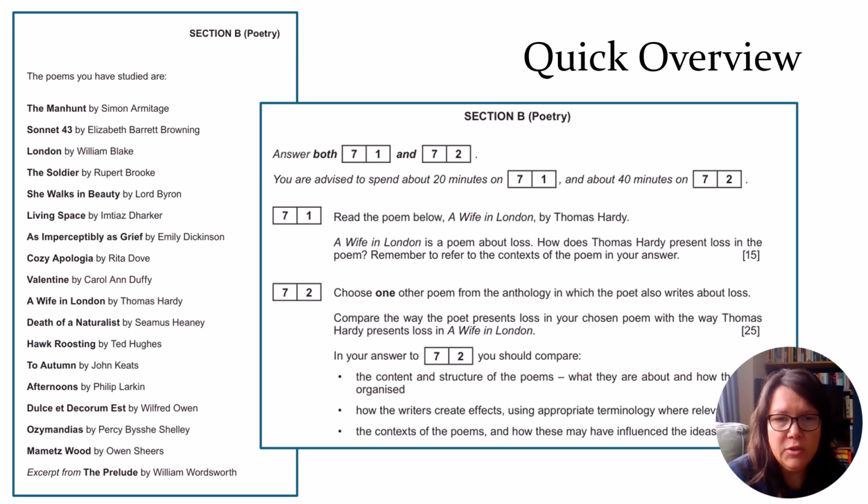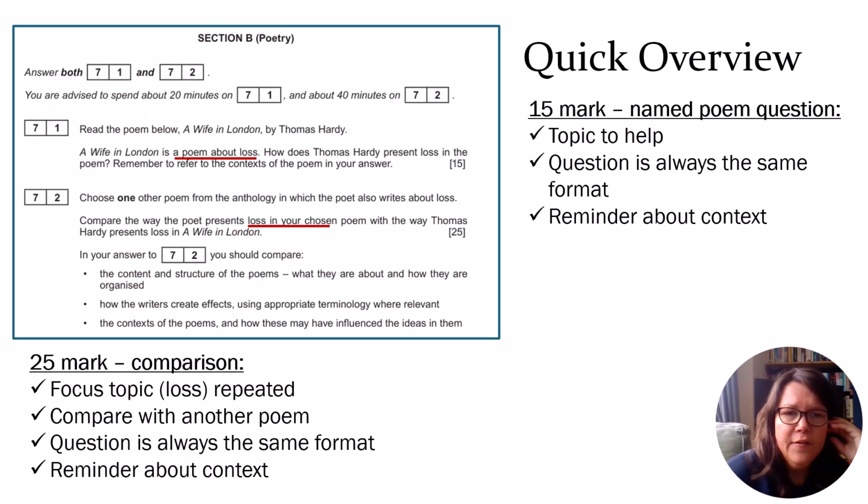Then you get your 2 questions, your first question on your named poem, and then your second question, which asks you to write about the named poem again, and your chosen poem. So for the 15 mark named poem question, don't forget that there's always the topic to help you. It will tell you that this poem is about something, and then it will ask you to write about that topic. That question format is always the same.